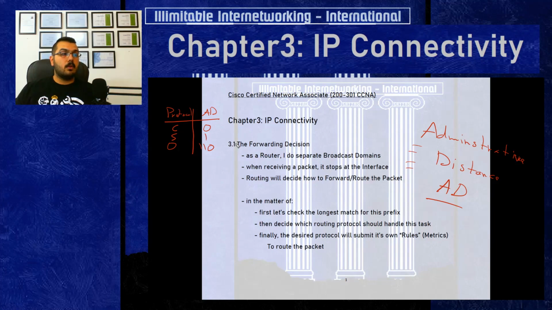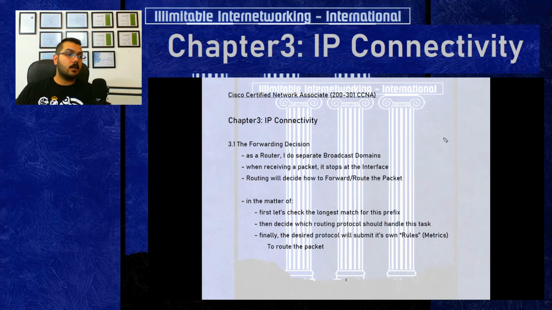The moral of this story is that when two or more routing protocols compete to route a packet, the one with the lowest AD wins, and the router will rely on this specific routing protocol to route this specific packet. So in the case of OSPF and static, static will win because it has the AD of 1. So the router did decide which protocol will handle this. After that, the desired protocol will apply its own rules or metrics to route the packet.